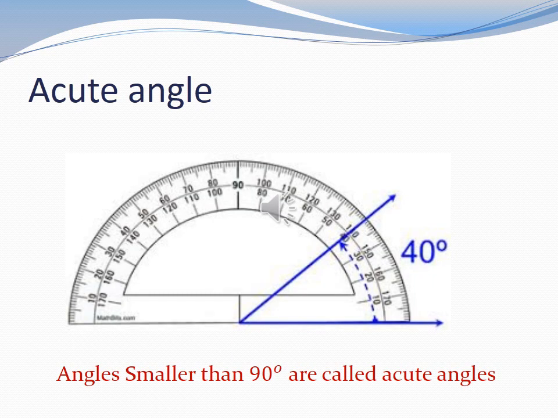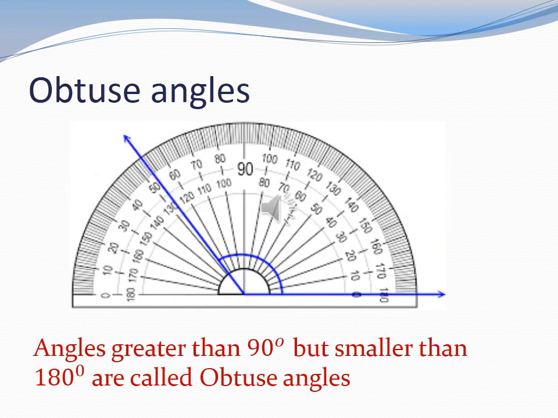Okay, what are acute angles? In this picture, you can see an acute angle. Angles smaller than 90 degrees are called acute angles. What are obtuse angles? Angles greater than 90 degrees but smaller than 180 degrees are called obtuse angles. Here you can see an obtuse angle.